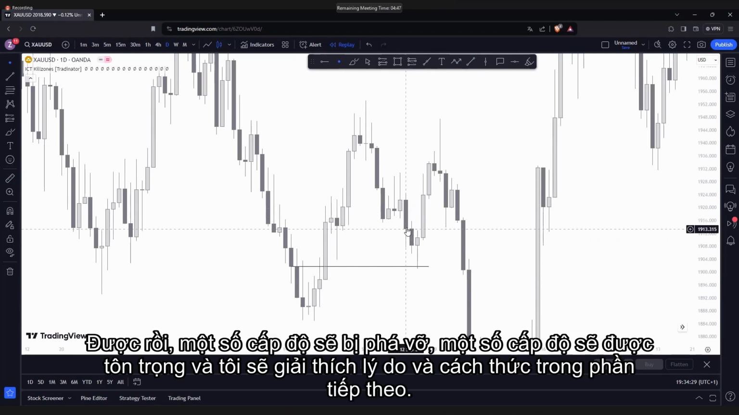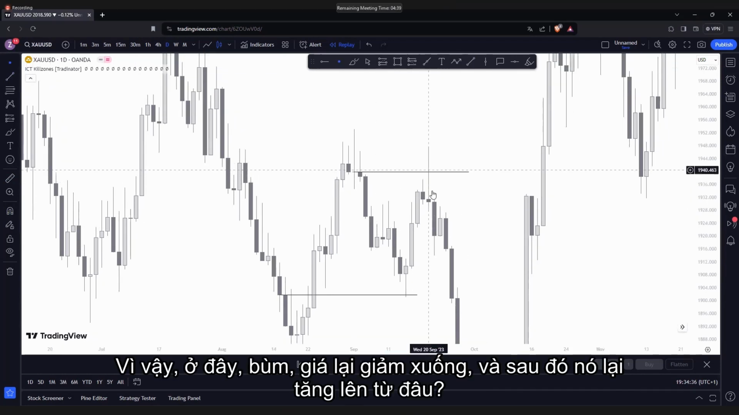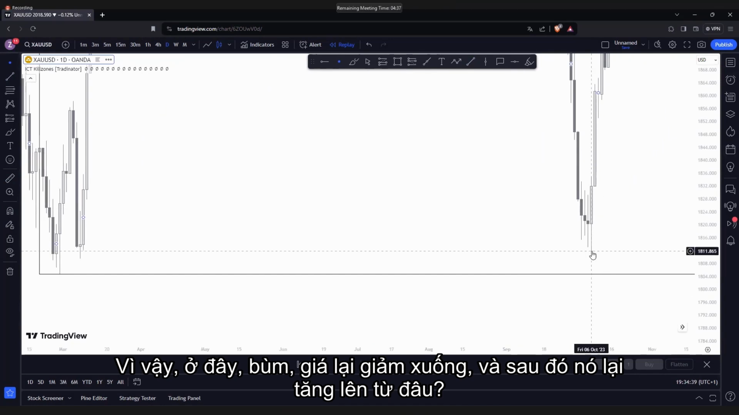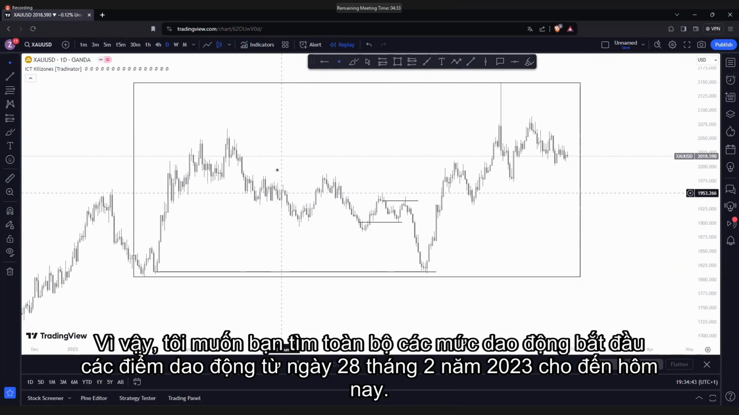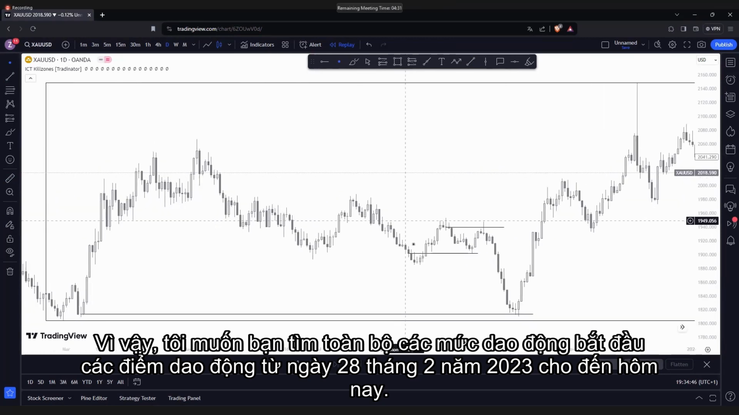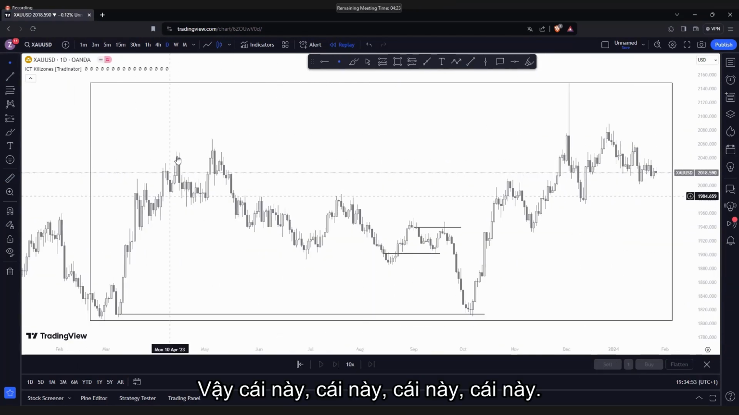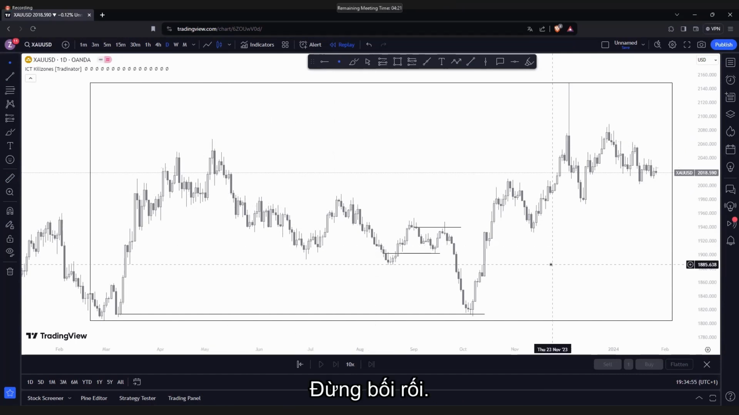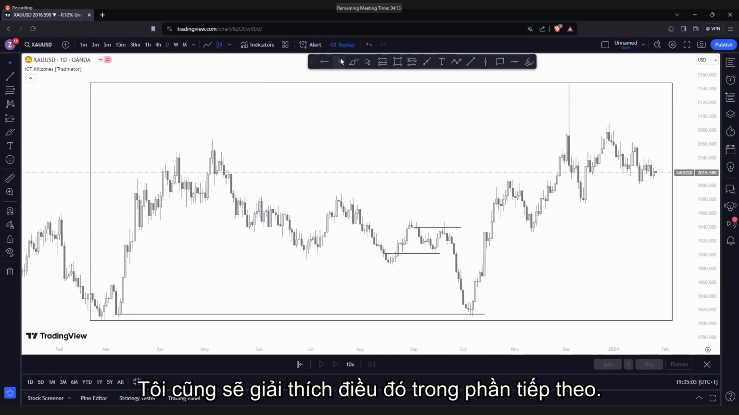Some of the levels are going to get broken, some are going to get respected, and I'm going to explain why and how in the next session. So here, boom, price went down again, and then where did it go up again from? It went up from this one. I want you to find the whole swing levels that started the swing points, in the time from February 28th, 2023 until today. So this one, this one, this one, this one. Don't get confused. Sometimes, just a few times, you're not going to find the level and it's going to start from nothing. I will also explain that in the next session.